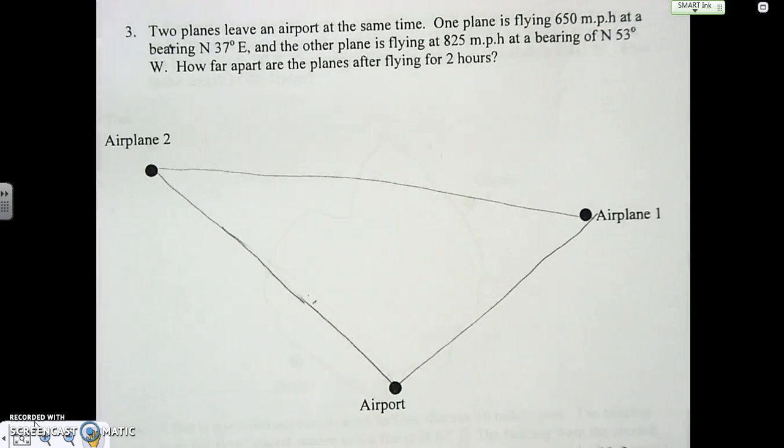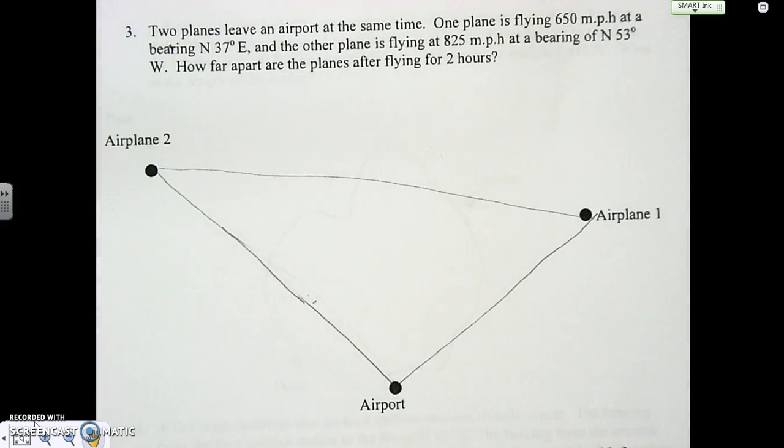So the problem says 2 planes leave an airport at the same time. One plane is flying 650 miles per hour at a bearing of north 37 degrees east. So first off, before we continue with that, the first plane is traveling 650 miles per hour. So how many miles is it traveling in an hour? 650. So that's all that part is.